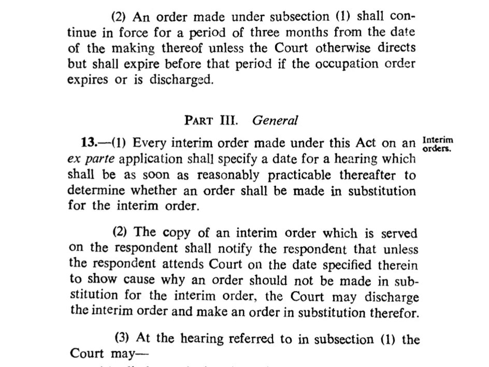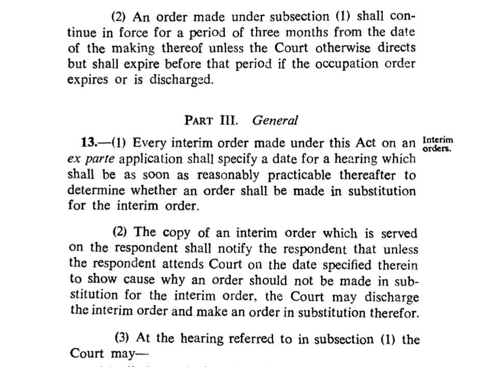The Domestic Violence Act, Part 3, General. Section 13, Interim Orders. Subsection 1. Every interim order made under this Act on an ex parte application shall specify a date for a hearing which shall be as soon as reasonably practicable thereafter, to determine whether an order shall be made in substitution for the interim order.